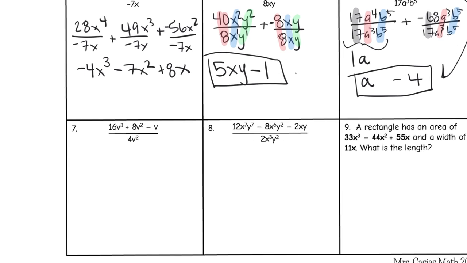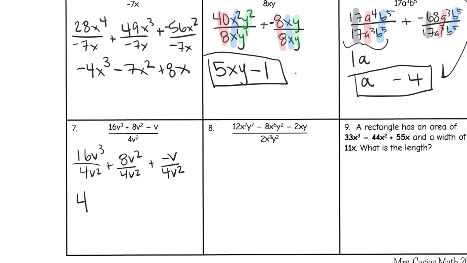All right, next up, 16v to the third over 4v squared, plus 8v squared over 4v squared, plus negative v over 4v squared. Okay, so on this one, again, 16 divided by 4, that's just going to be 4.